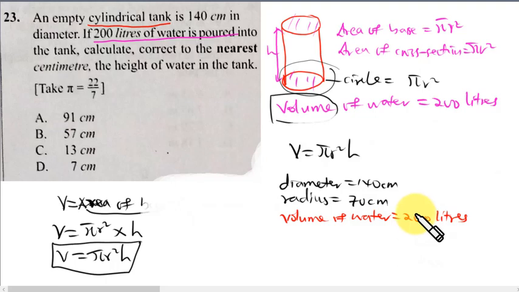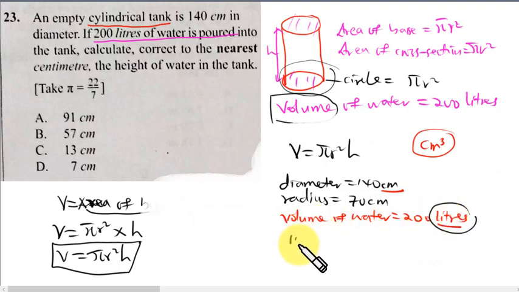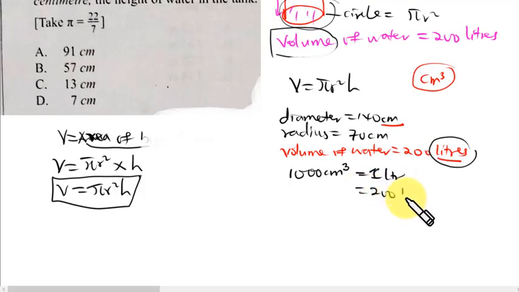But here we have to be very careful because we cannot be dealing with centimeters and liters at the same time. We must have one unit, because whatever we work here will be in centimeters cube, because volume is measured in cubic unit. So we have to convert liters to centimeters cube. But let's look at this. 1000 centimeters cube is equal to 1 liter. So there is something we have to know.